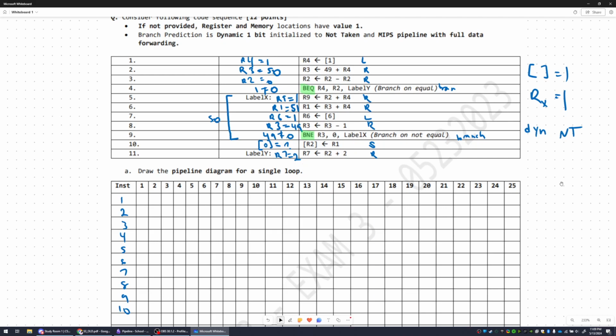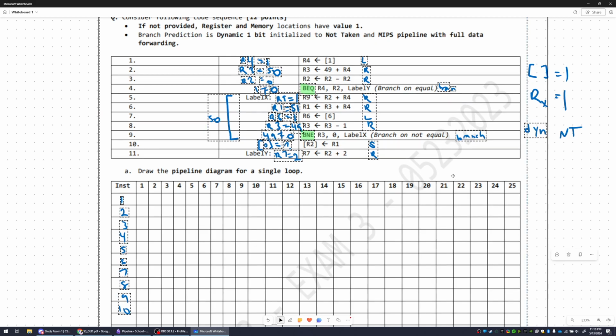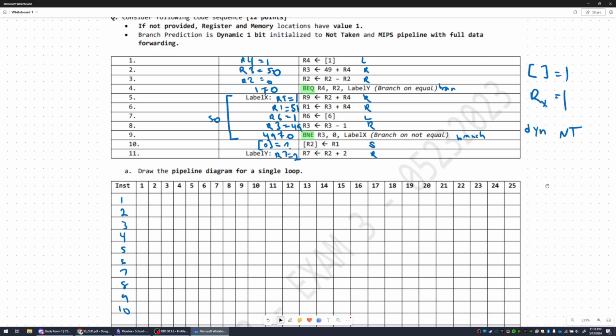Dynamically not take, and we actually don't take. So that's fine. And then the next time, branch not equal. Sorry, wait. Yeah. We're considering not to take the branch and we didn't. And then the second time, we're considering branch not equal, and R1 equals, so we do take it. Not taken, not taken. But then we have to fetch 5. So 10 and 11 get flushed. Okay.